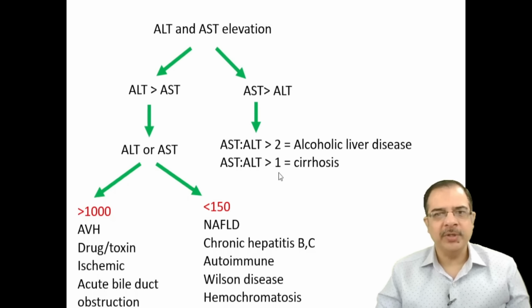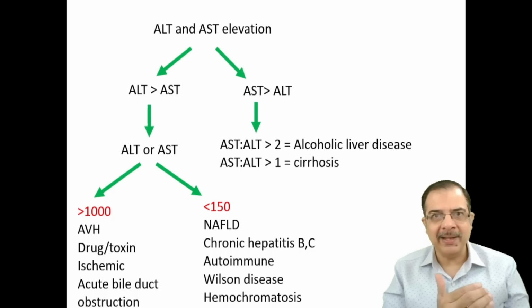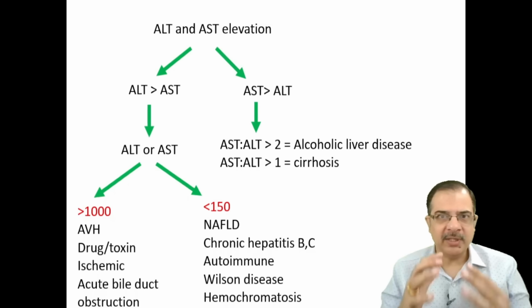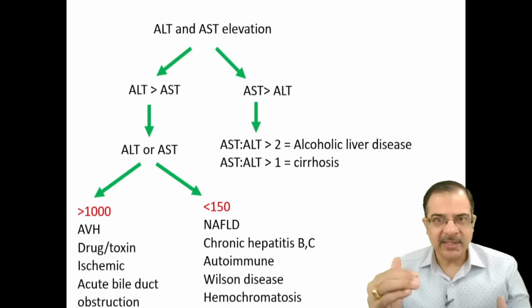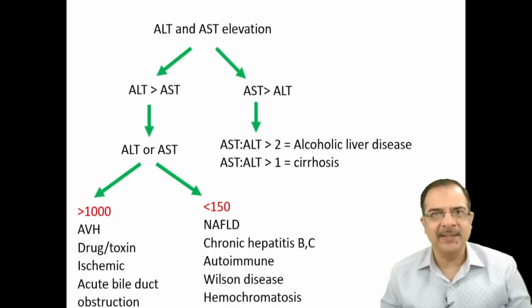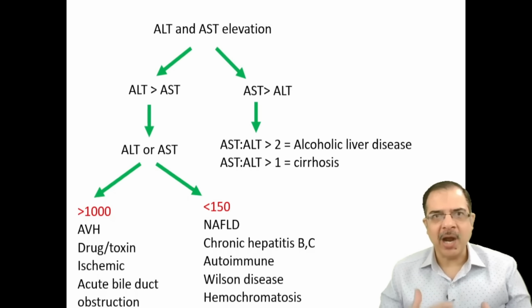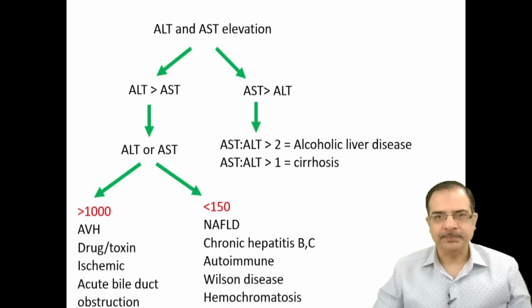If the ratio is more than 1, then it is cirrhosis. The reason being, for AST there is a normal reuptake back into the liver from the blood. So if cirrhosis is there, AST reuptake into the liver will be reduced. So AST will be slightly higher than the ALT. So with this simple calculation, you can identify the etiology.